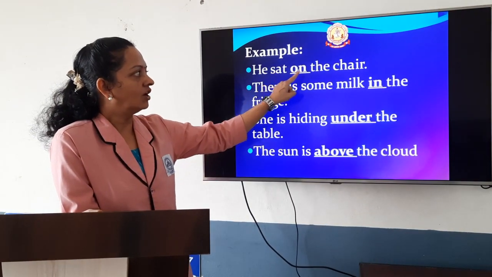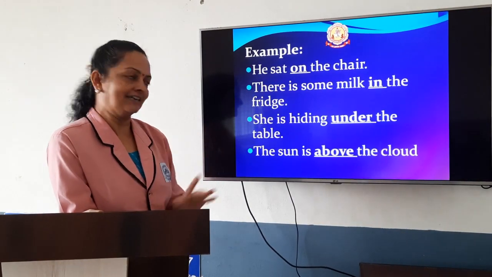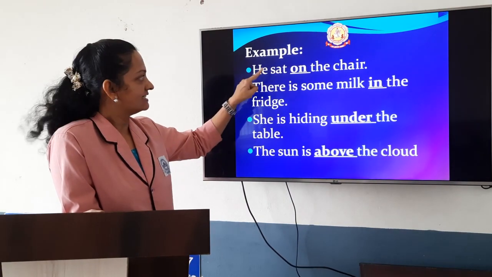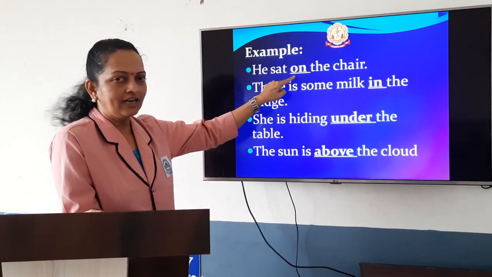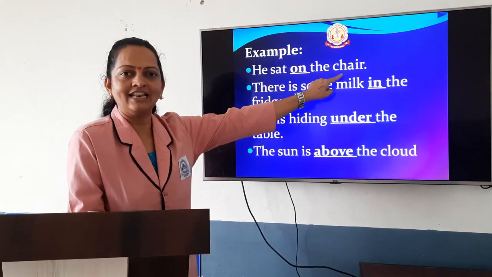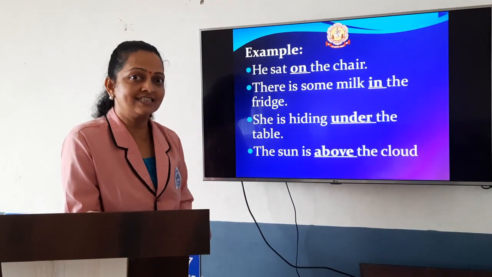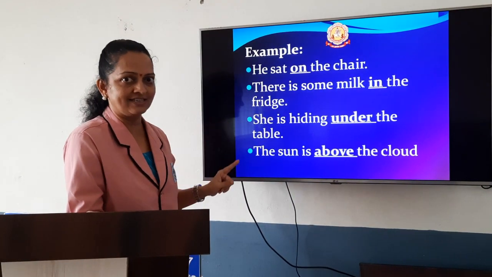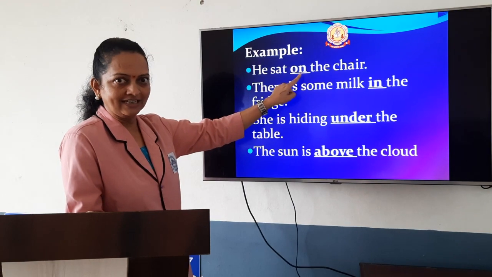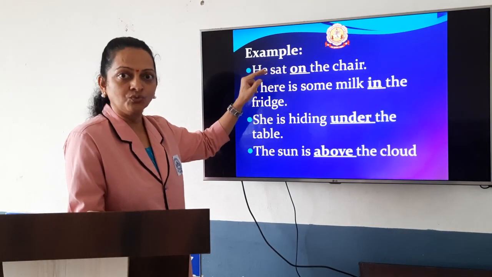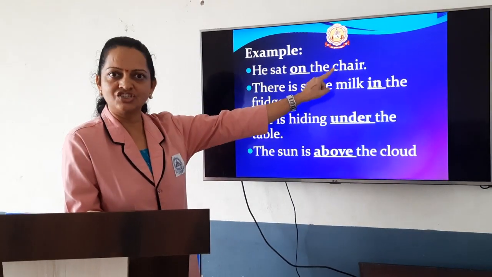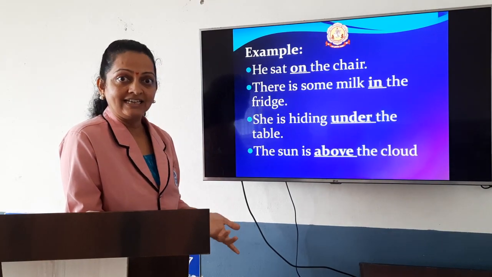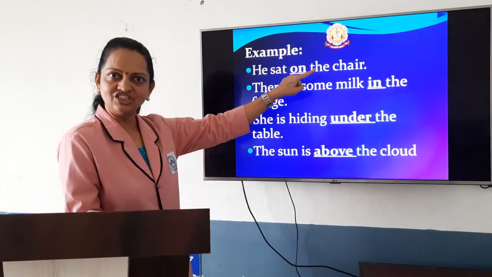He sat on the chair. Let us split the sentence. He is the subject. Sat is the verb. On is the preposition. The chair is the object. The chair, if you see, is a noun. So here in this first sentence, the preposition is telling the relation between sat, that is the verb, and the noun, the chair. Where did he sit? He sat on the chair.